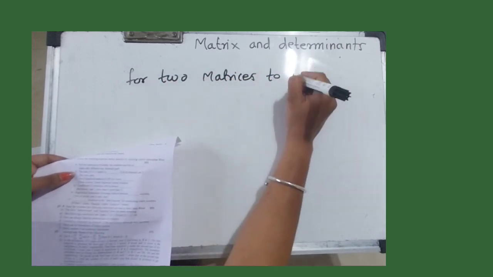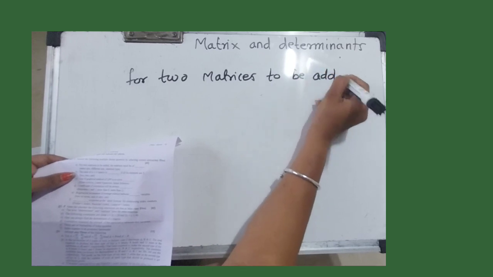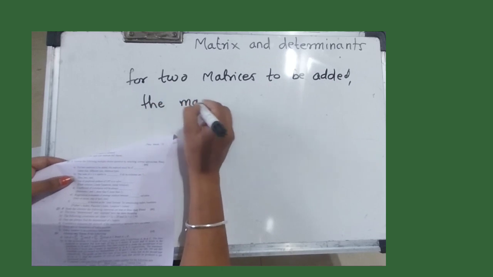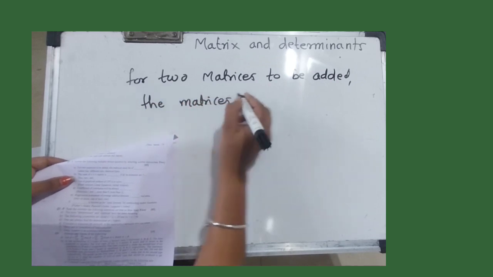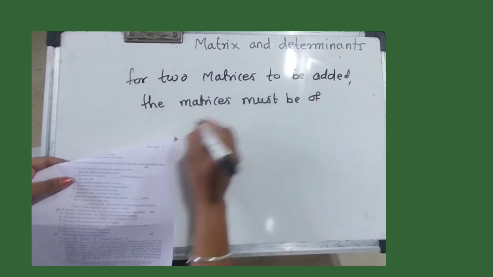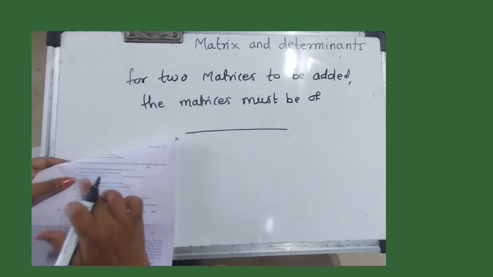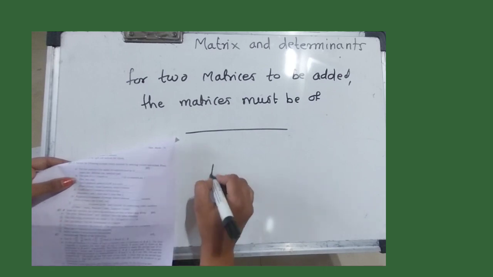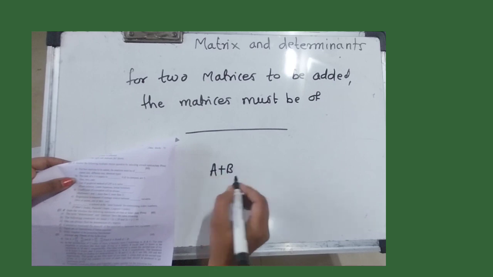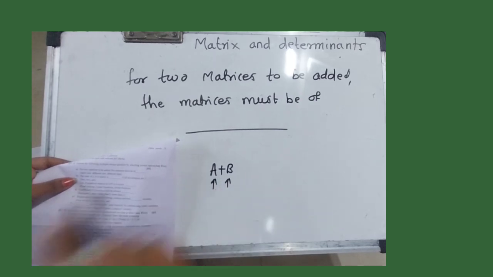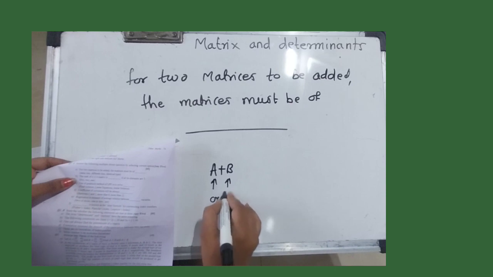To be added, the matrices must be of, they give an option here, same size, different size and identical type. See, for the addition purpose, there is a basic condition. What is the basic condition? Basic condition is their order should be same.